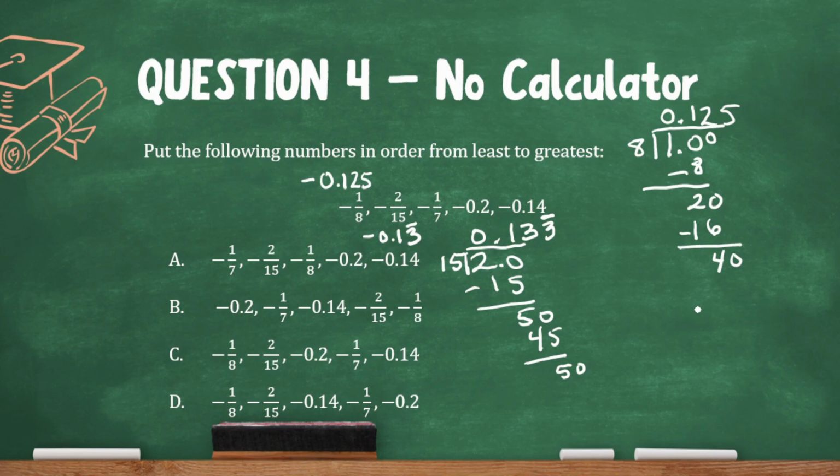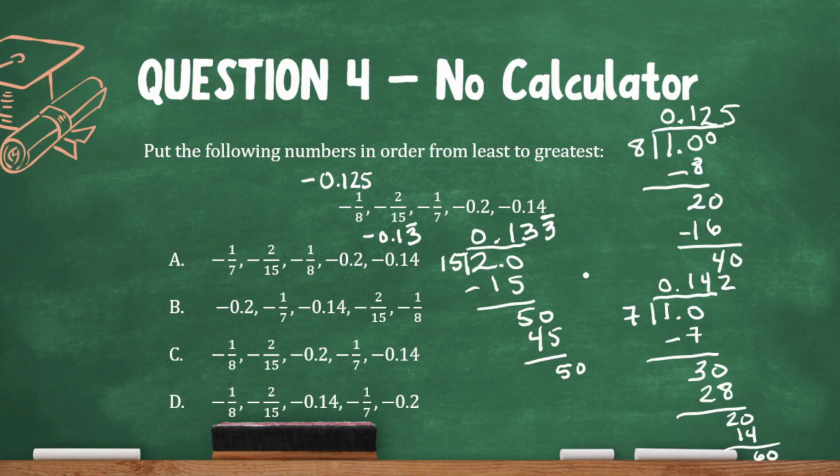Let's do it. 1/7. So 1 divided by 7. 7 goes into 1 0 times. We'll add our decimal. 7 goes into 10 once. Let's subtract. 7 goes into 34 times. 7 goes into 20 twice. 14. We're left with 60. 7 goes into 60, let's see, I guess 8 times.